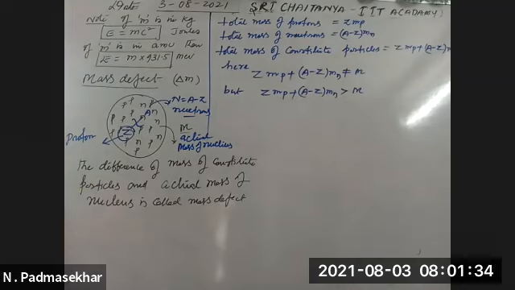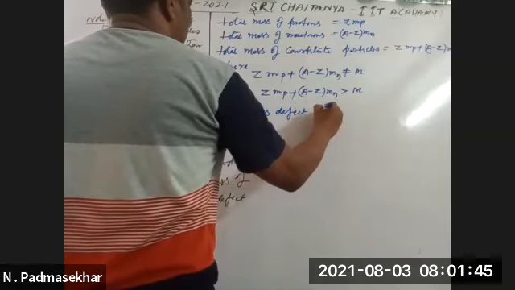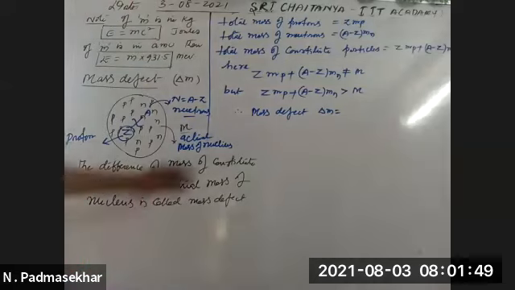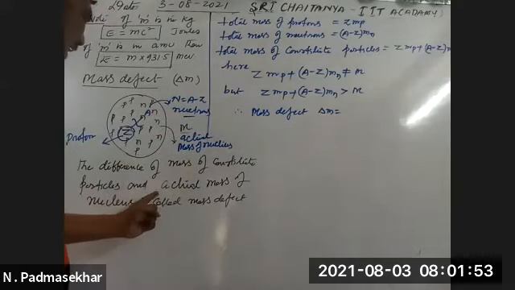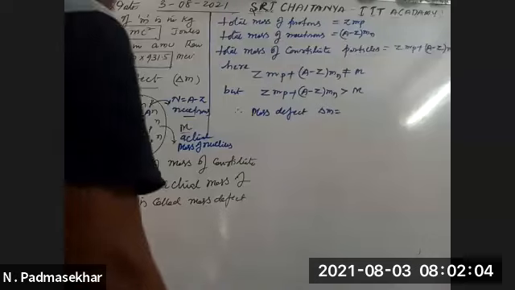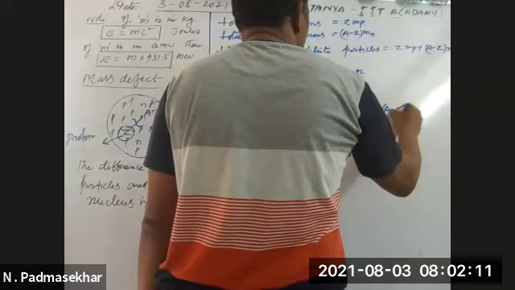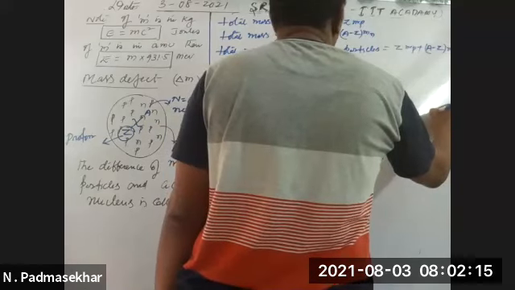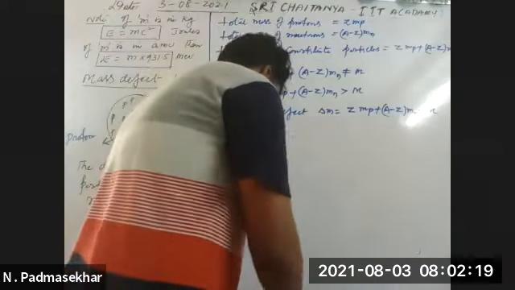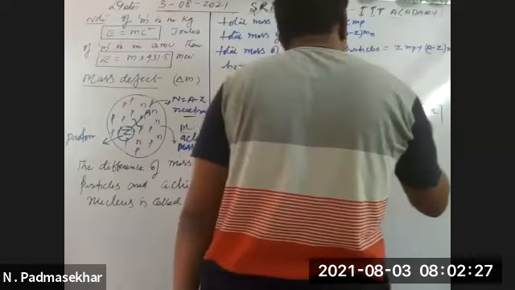So therefore there is some defect. Therefore, mass defect delta M is equal to the difference of the mass of the constituent particles and the actual mass of the nucleus, which is Z Mp plus A minus Z Mn minus capital M. This is mass defect. Okay. So this is called mass defect.